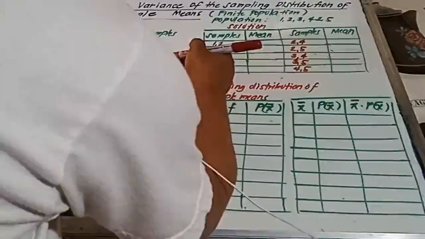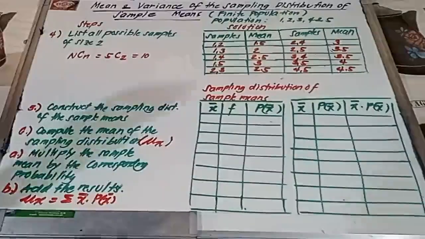Then, kunin natin ang mean. 1 plus 2 divided by 2 is 1.5. This is 2, 2.5, 3, and then 2.5, 3 uli, and then 3.5, 3.5, 4, and then 4.5. Okay. Nakuha na natin yung mga samples at equivalent na mean.